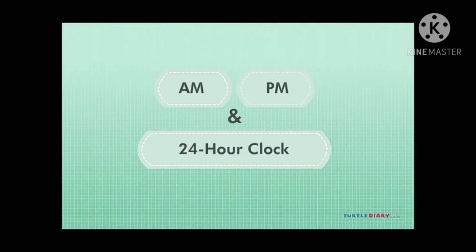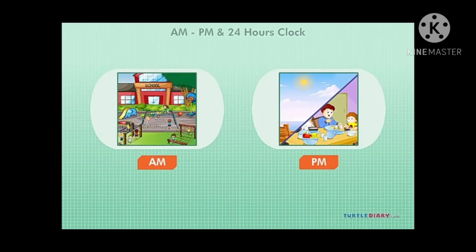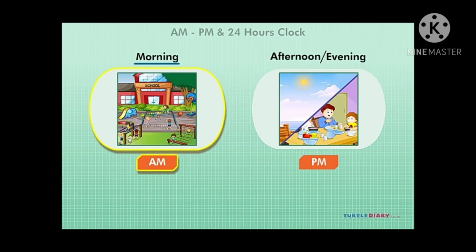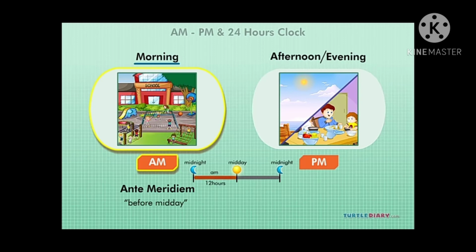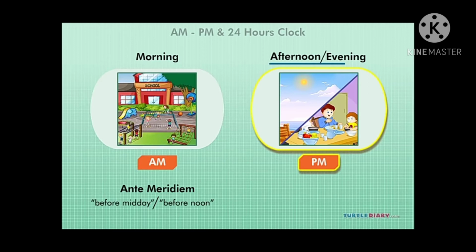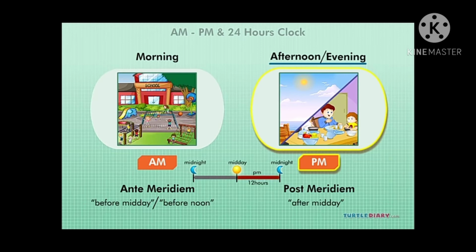AM and PM and the 24-hour clock. AM and PM are abbreviations that tell us whether the time occurs in the morning or in the afternoon or evening. AM occurs in the morning. It stands for ante-meridiem, which means before midday. You can think of it as before noon. PM occurs in the afternoon and evening. It stands for post-meridiem, which means after midday. You can think of it as afternoon.